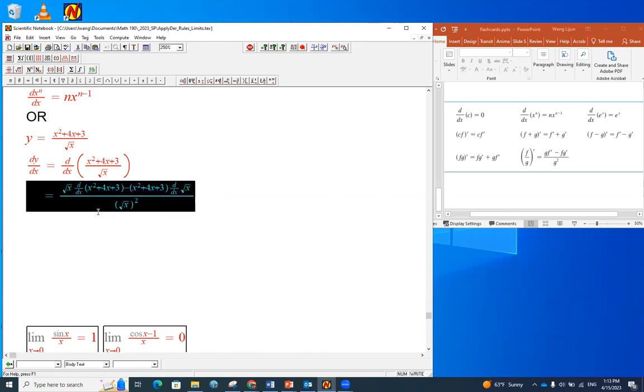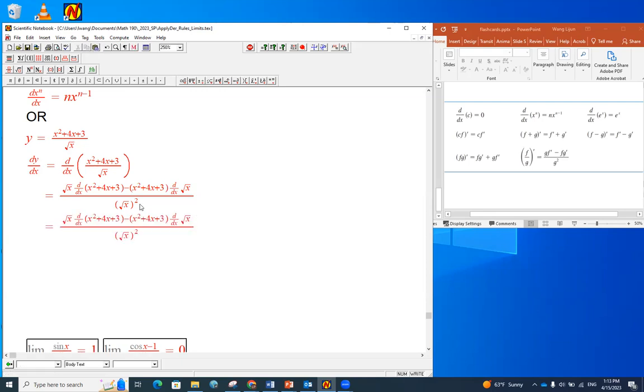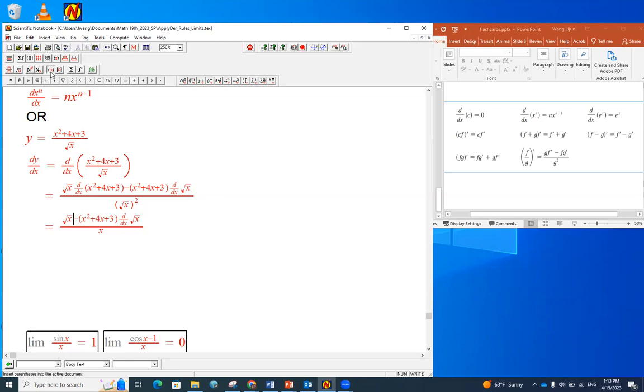And the next step: the square root of x squared is really x. And for the numerator, you just differentiate this piece. There are 3 terms, so you can do addition. So what are we getting? We're getting 2x plus 4 plus 0, and plus 0 we don't have to write down.